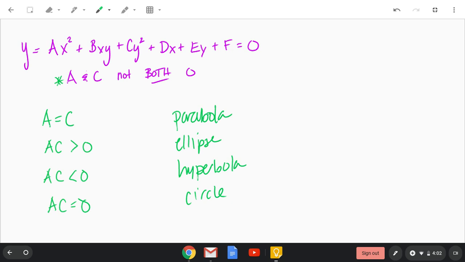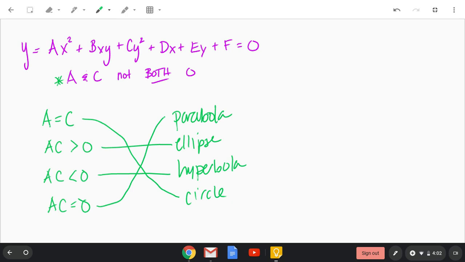Okay, if you want, go ahead and pause and see if you can guess what the right answers are, how to match these up. Okay, I'll give you the answer right now. A equals C, you have a circle. A times C is greater than 0, you have an ellipse. Less than 0 would be a hyperbola. And equal to 0 would be a parabola.